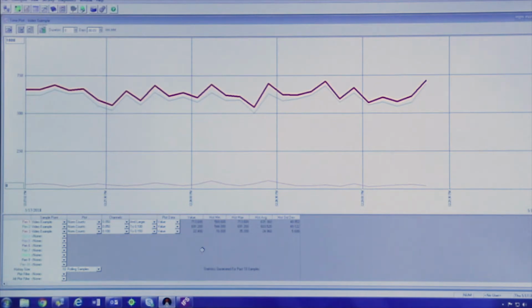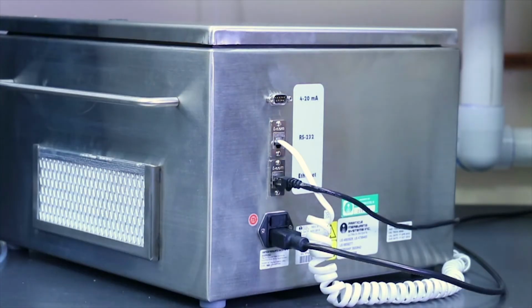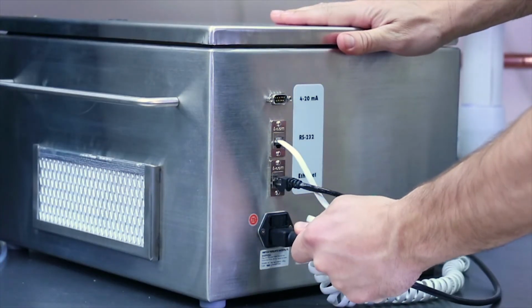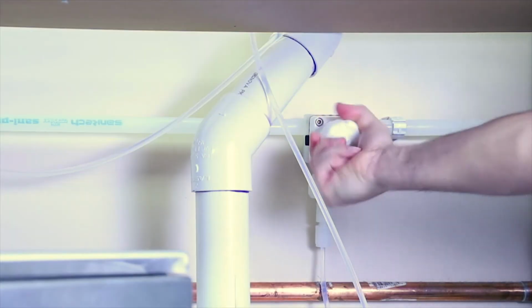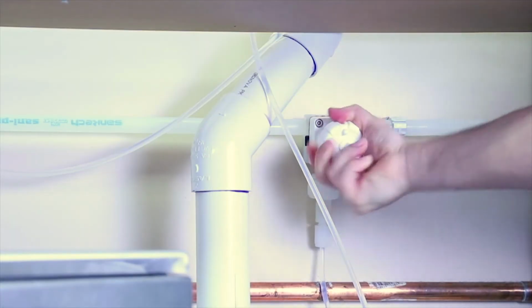If this has not made a noticeable difference, then we will move on to the next step, which is switching the flow direction. For this, we will start by powering down the instrument by unplugging the power cord. Next, you'll want to shut off the water supply.